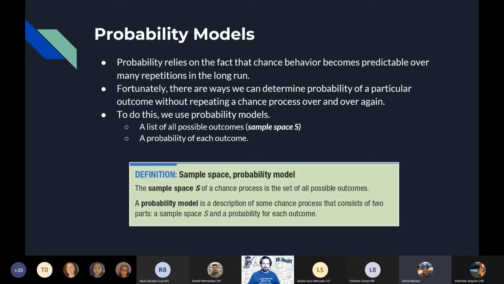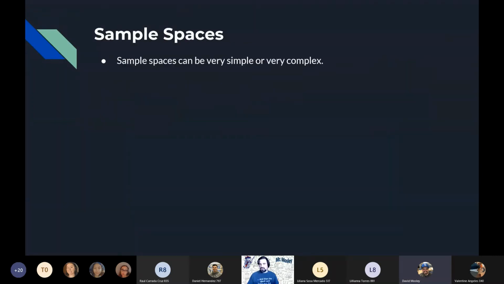Okay, so we'll look at an example of this. But first, can you raise your hand if you would like a moment to write anything down from this slide? Let's try that again.